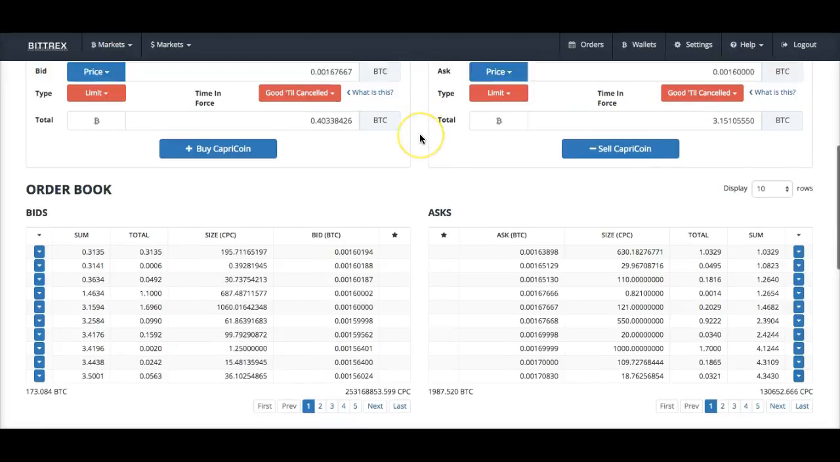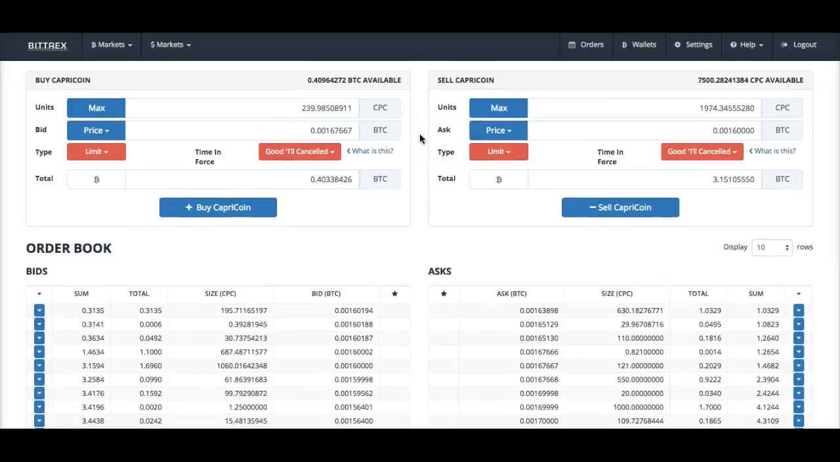If you think you want to buy some coins because you think it's a good deal or for whatever reason, just go over here and get them from the buy side. So that's how you provide buy support, people.